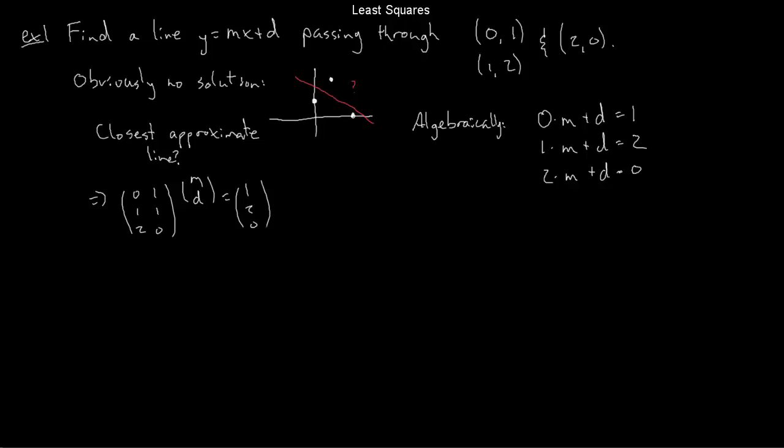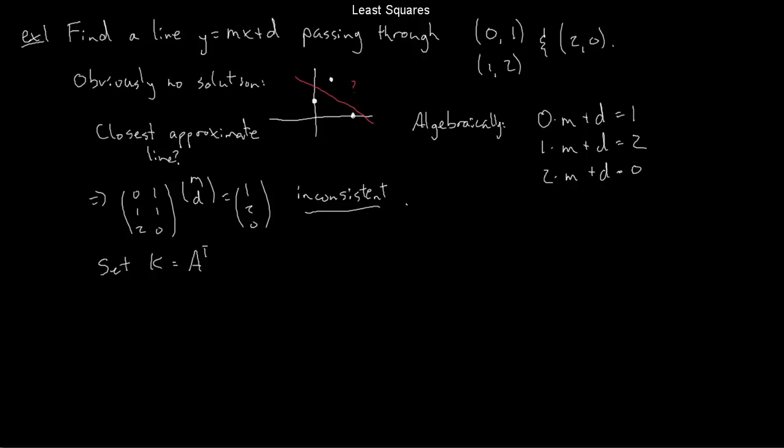And seeing that these 3 points don't lie in a line is exactly the same as seeing that this system of linear equations is inconsistent. There is no line that passes through all 3 points. There's no m, d that solves this. Still, we want an approximation. We want an m, d that will get us as close as possible.